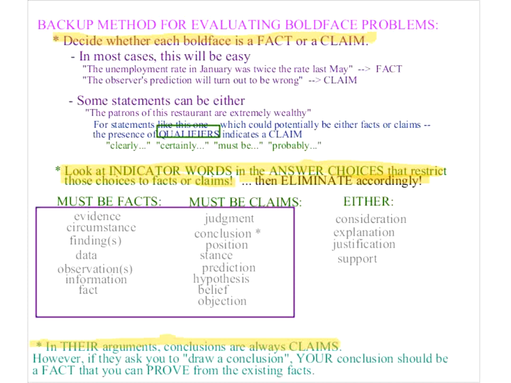That means that even if you don't understand what's going on in this argument, because notice we have done zero analysis of this argument so far. We haven't looked at a darn thing yet. All we've said is the first statement is a claim and the second statement is a claim, which are things that you can just tell from looking at them. You don't even have to analyze the argument to figure that out. So we're down to B and E.